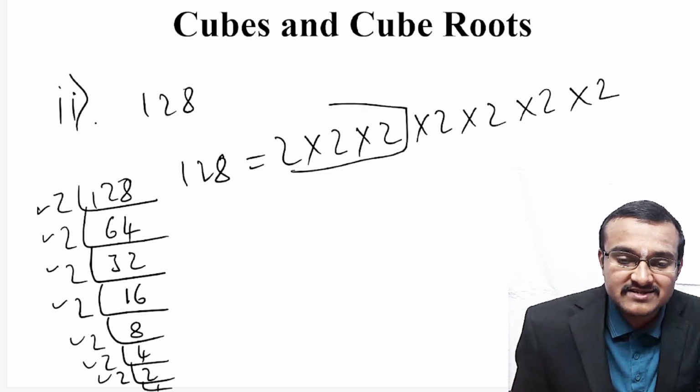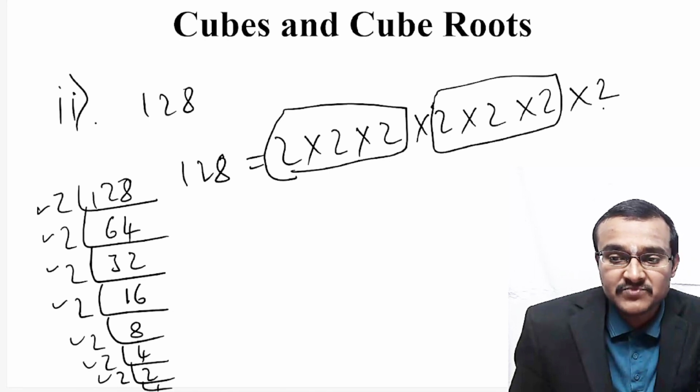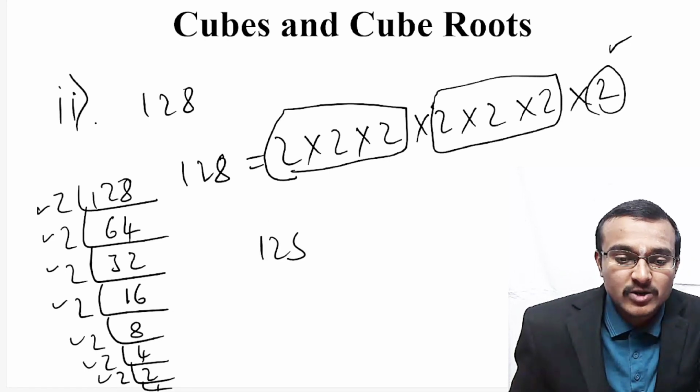Here these three 2's will be grouped with each other, and these three 2's will be grouped with each other. So this one 2 is left alone. That's why 128 is not a perfect cube.